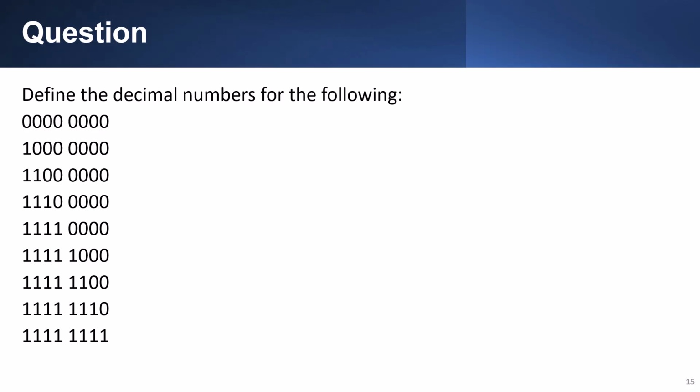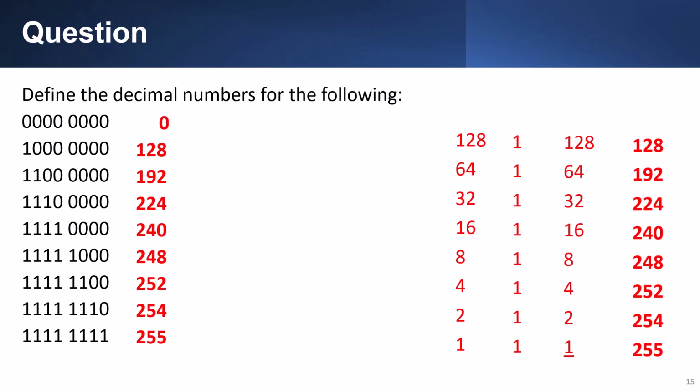Question: define the decimal number shown on the screen. Answers: 0, 128, 192, 224, 240, 248, 252, 254, and 255.